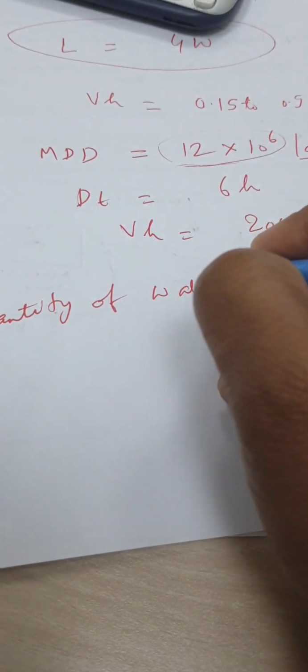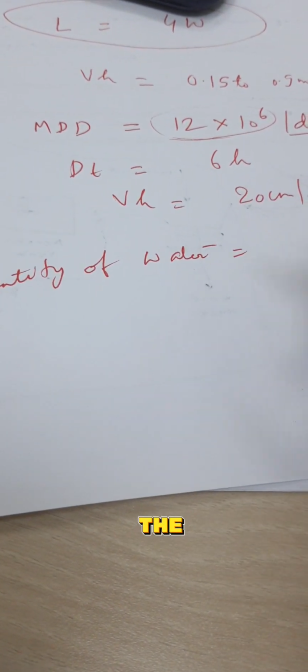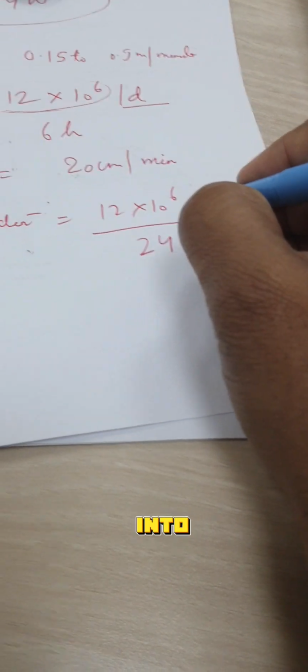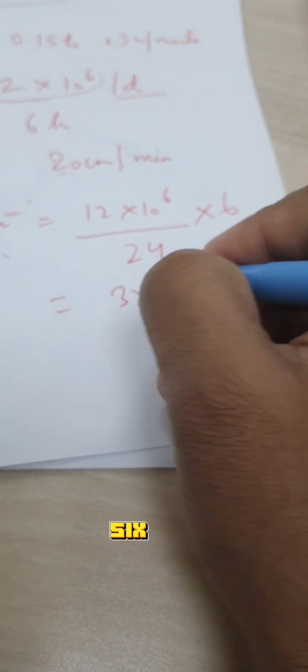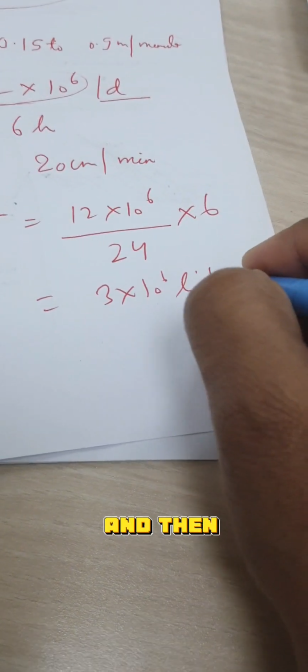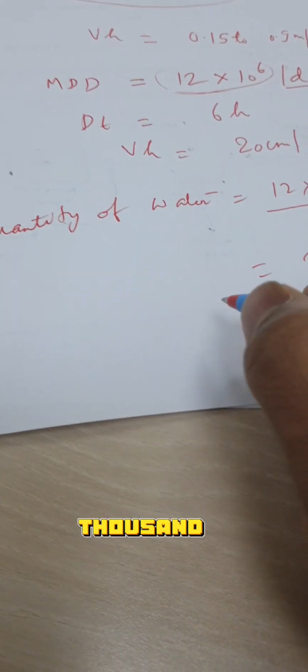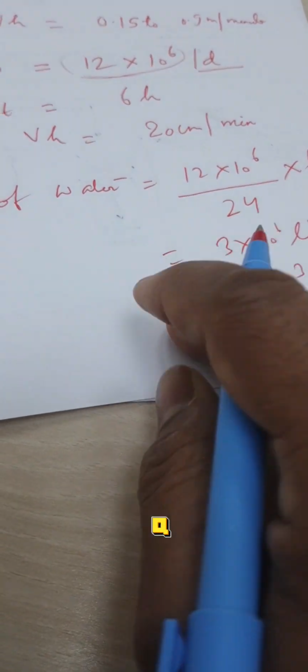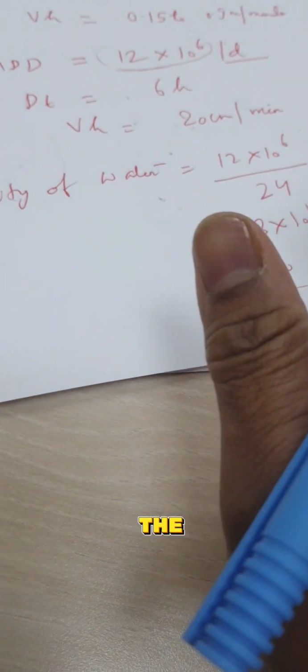So first of all, this flow is basically for 24 hours, so 12 into the quantity of water to be treated for the time period of 6 hours is equal to 12 into 6. So it would be 3 into 10 to the power 6 liters. And then we know that 1 meter cube is equal to 1000 liters, so it would be 3000 meters cube. So this is my capacity of the tank.